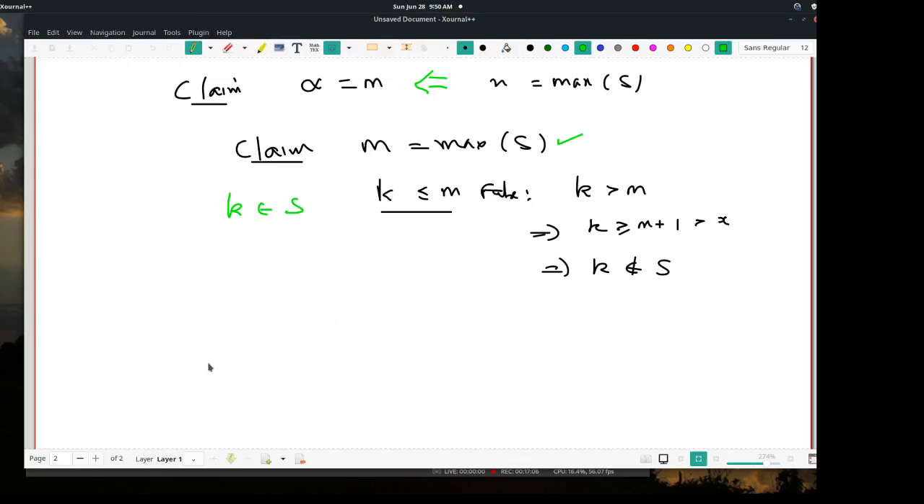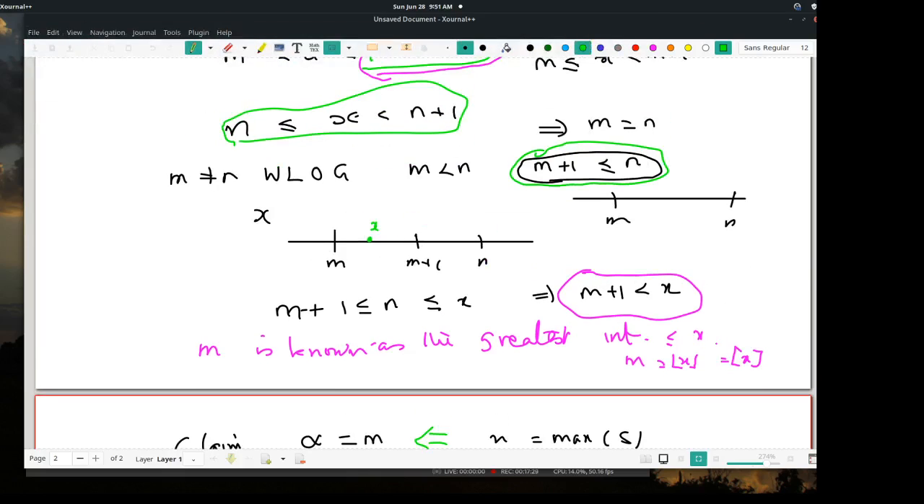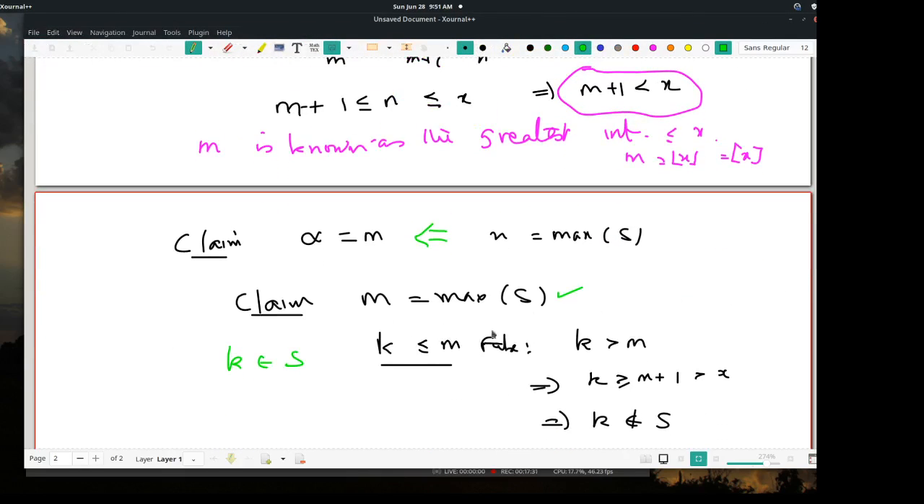Right? Since m is the maximum, therefore it is also an upper bound. Whenever an upper bound belongs to the set, then it is the least upper bound, and hence m equals alpha. This is just a vindication of our intuition. What have we done? Okay, we see that our intuition is correct. But remember, this is not needed for this proof. Okay, very good. I think that's enough for today.